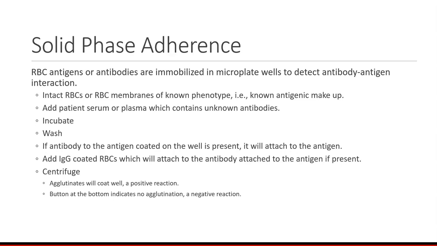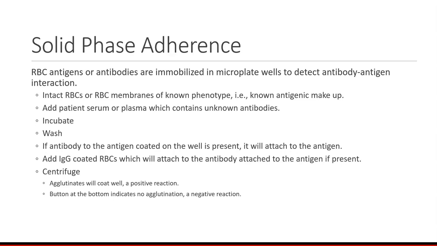How do we know this reaction has occurred? You add IgG-coated red cells, which will attach to the antibody attached to the antigen that is present. So again, we have antigen, it's a sandwich technique. Then we have patient antibody to that antigen if it's present. And remember, antibody IgG has 2 fragment antigen bindings. That's 2 antigen binding sites. So when we add these antibody-coated red cells, the antibody on that red cell will attach to the antibody bound to the side of the well. So again, we have a sandwich.